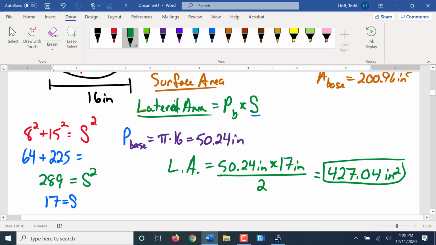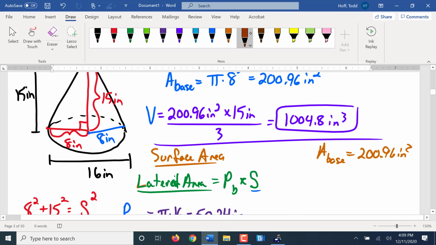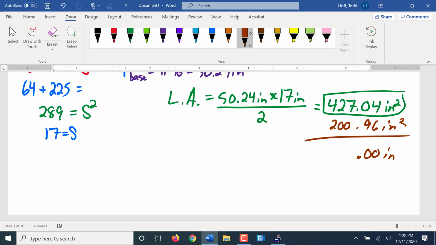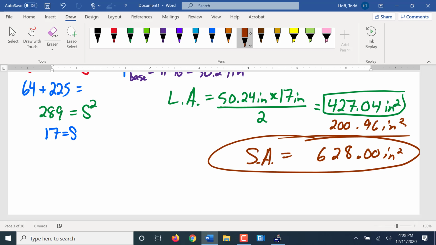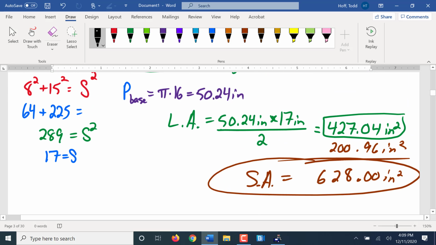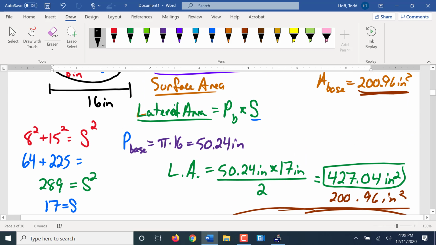What do we have to do to that? Add the 200.96 for the area of the base. So fortunately, you got it. 628 is our total surface area. Any questions on that one? That brings in a few more steps, having to find the slant and then having to remember to divide that lateral area by 2 because it's a triangle instead of a rectangle.